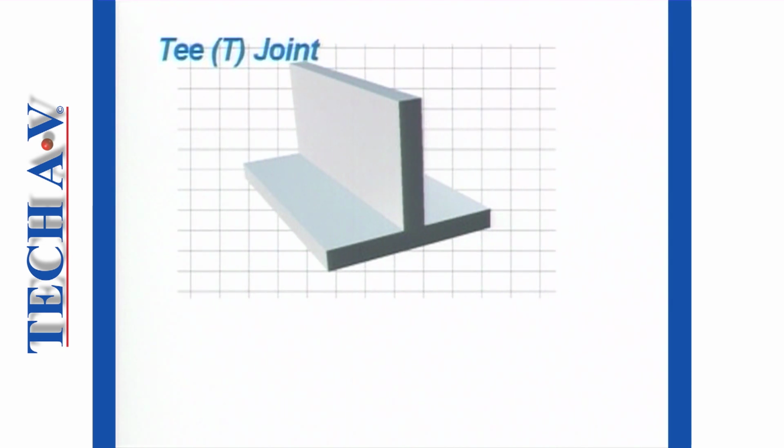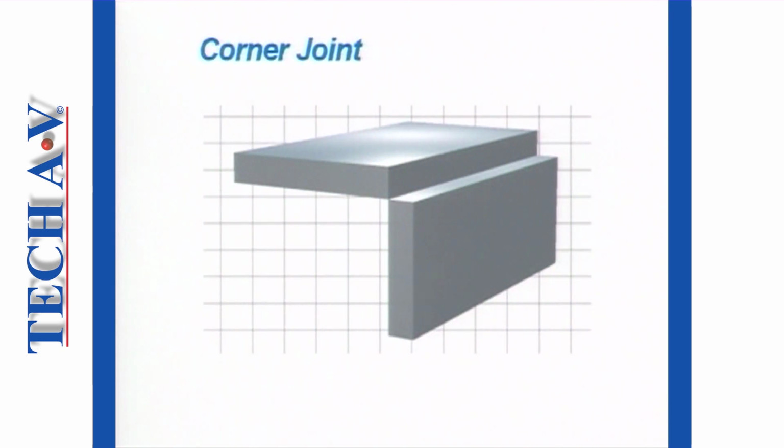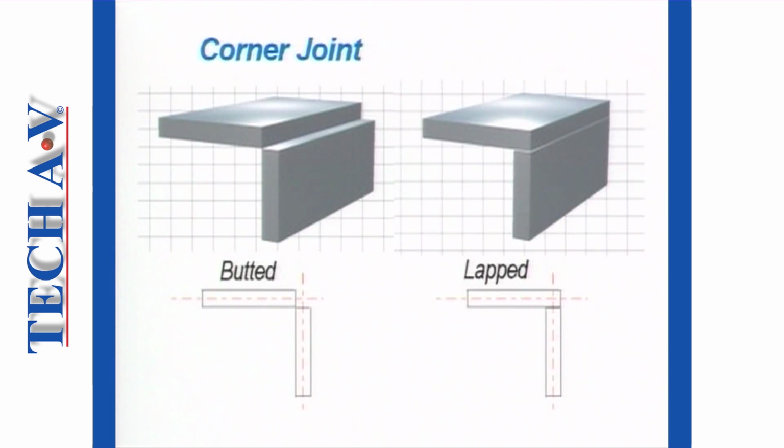The members of the standard T-joint meet at right angles, and welding may be effected on one or on both sides. A corner joint may comprise edges that are either butted or lapped. Welding may be effected either on the inside or the outside or on both sides.